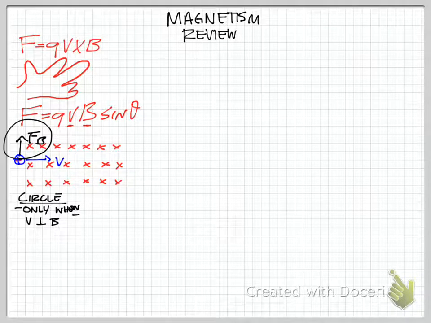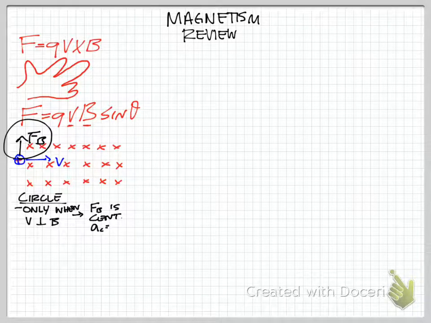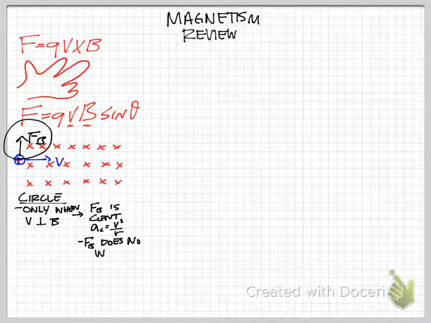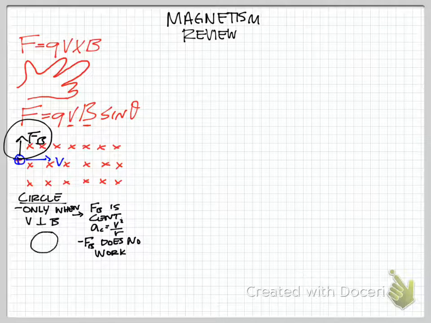And in the case when you're going in a circle, the magnetic force acts as the centripetal force. So that means that the acceleration can be written as centripetal acceleration v squared over r, and the magnetic force does no work.